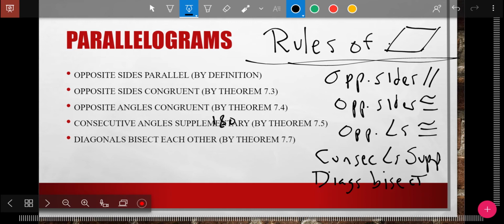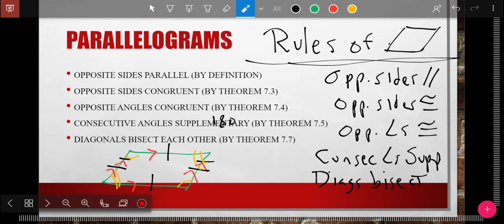Now, if I just draw a parallelogram here, it says opposite sides are parallel, so I can mark opposite sides parallel. Opposite sides congruent. Remember, I can mark congruent using a little tick mark. And so they're not the same number of tick marks, but they're congruent. Opposite angles are congruent. And so I can mark this angle up here is congruent to this angle down here. This angle right here is congruent to that angle right here.